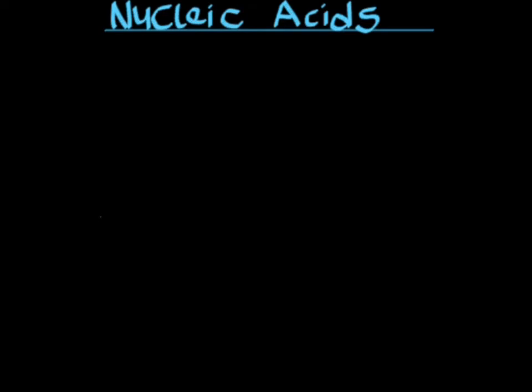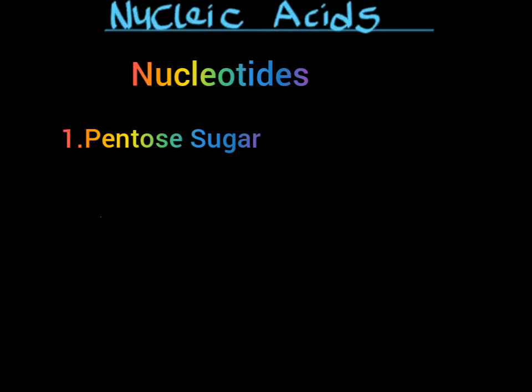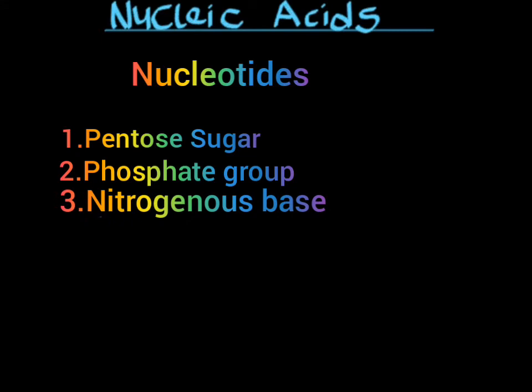Now, we said that the nucleic acids are formed from repeating units of nucleotides. So it is important that we study these nucleotides which form our nucleic acids. The nucleotides are structures which are formed from three fundamental components. The first is the pentose sugar, the second is the phosphate group, and the third is the nitrogenous base. Let's study each of these components one after the other.